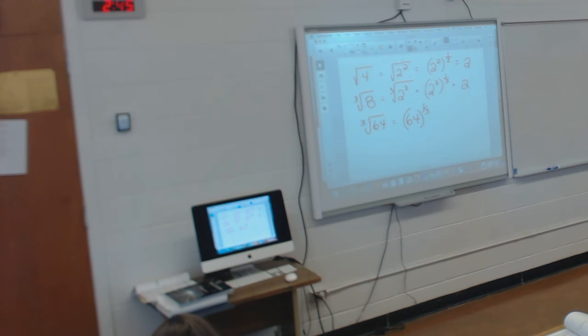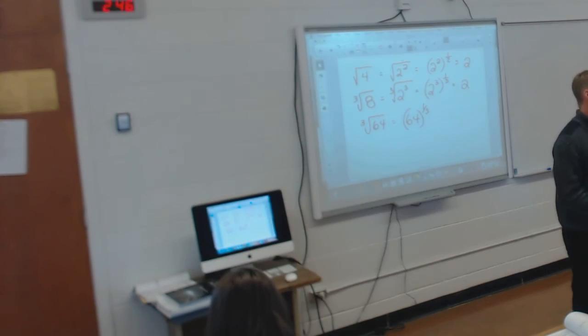Okay, so if you got 21.3 repeating, what you punched into your calculator was 64 times a third. That's exactly what you got. So that's not what I want. I want 64 to the power of 1/3.